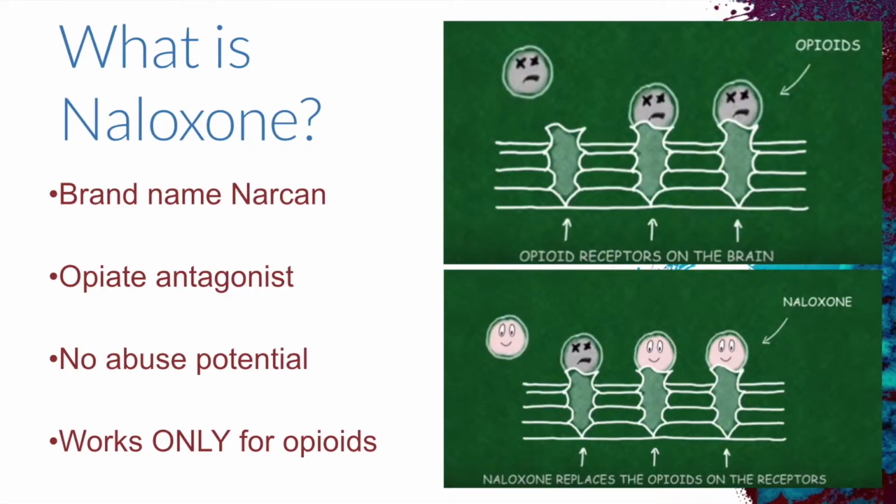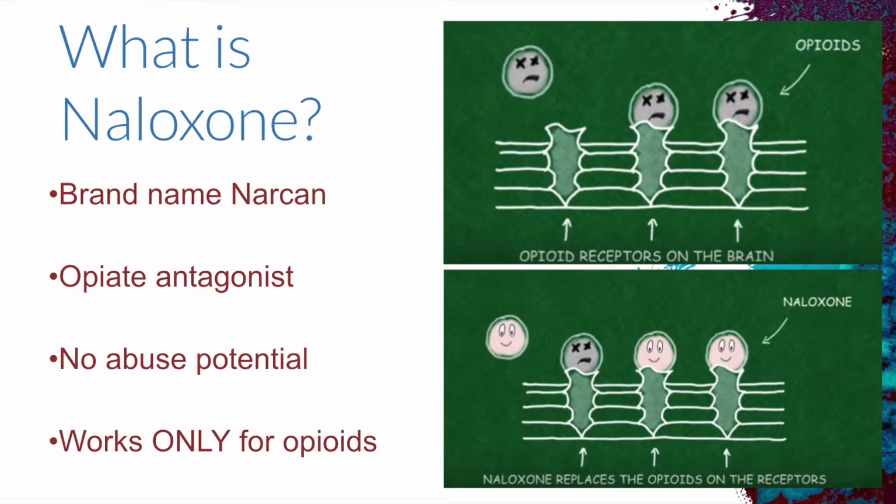So you've heard me reference naloxone in the beginning of this training, but what is naloxone? Naloxone, commonly known for its brand name Narcan, is an opiate antagonist. Basically, opioids connect themselves to receptors in the brain, and naloxone comes in and knocks those opioids off the receptors and puts itself on the receptors. There is no abuse potential for naloxone, but we do want to remember that it only works for opioids.